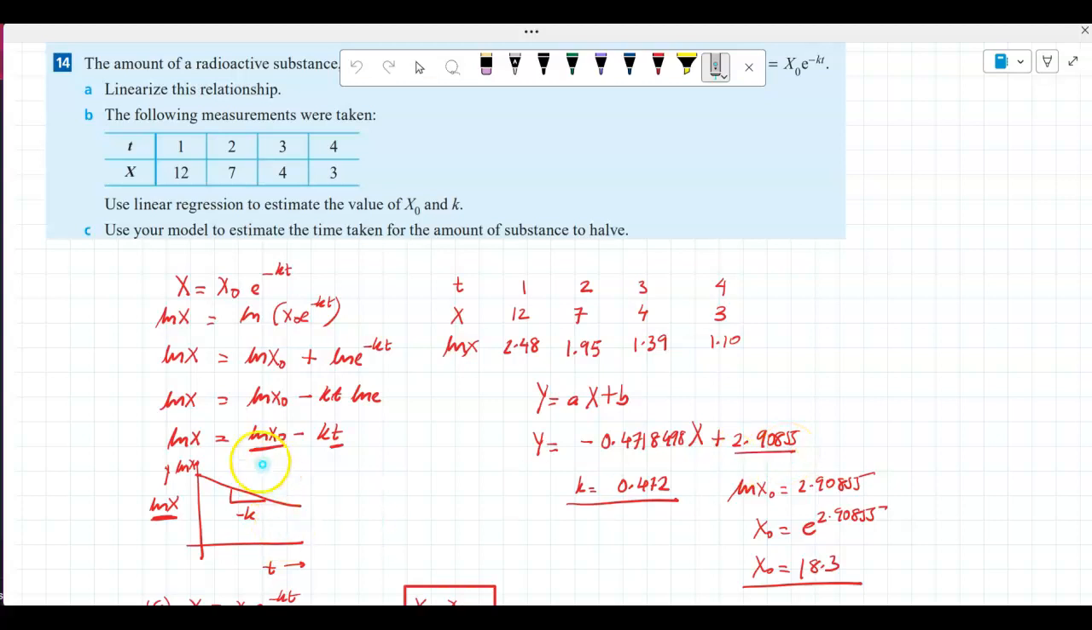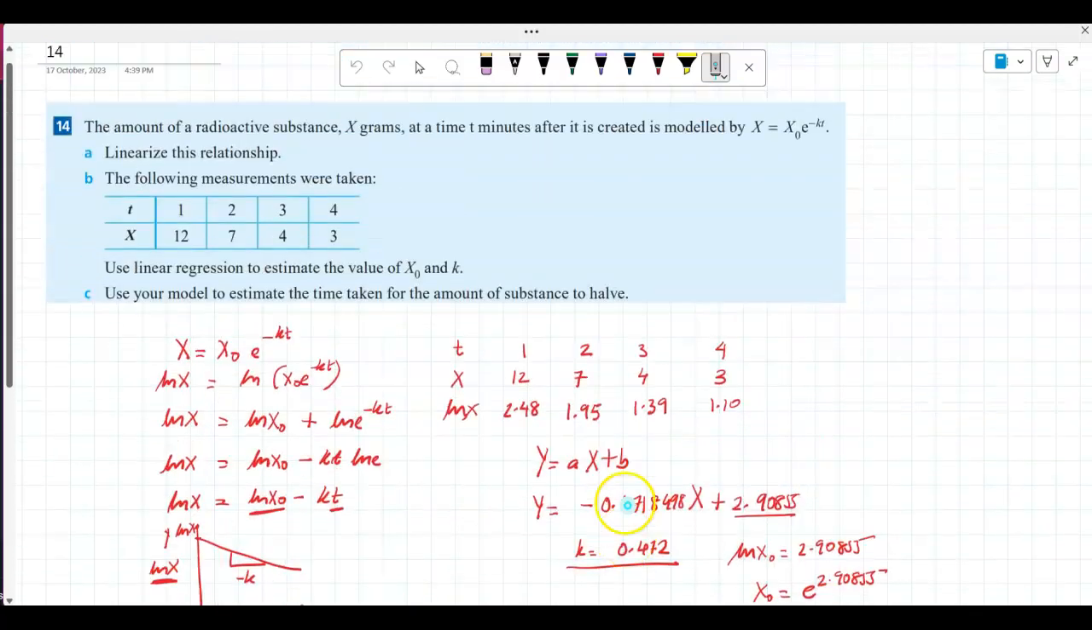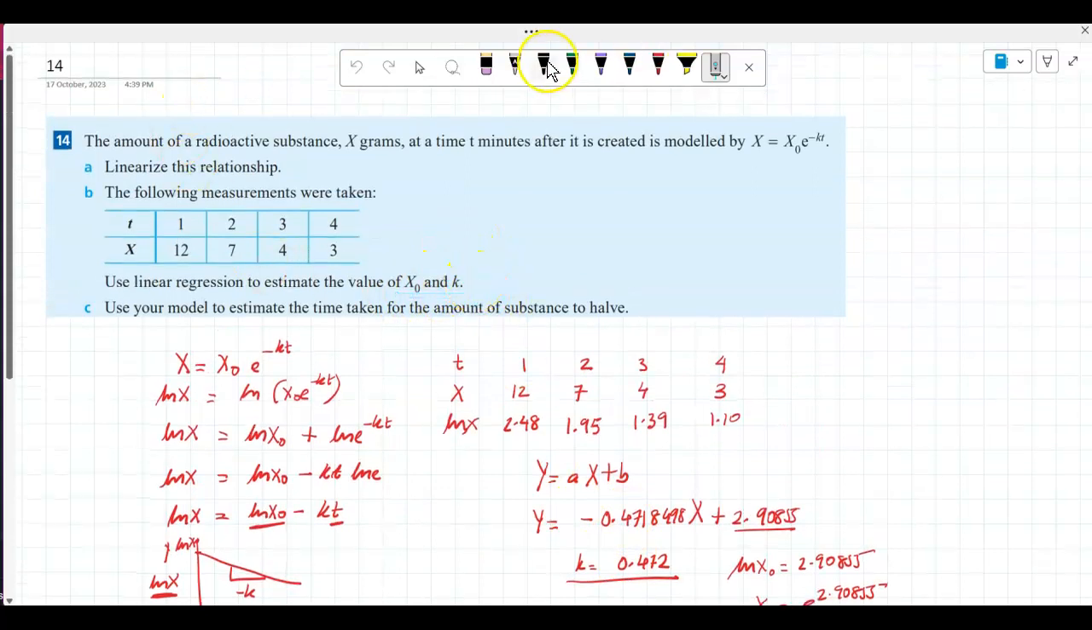So the slope would be minus k. So you compare. Your minus k is this, so k is equal to this. So this is your k. And your ln x naught is this. So your x naught will be e raised to that, and that's your x naught. And therefore that's how your model becomes. This is very, very important.